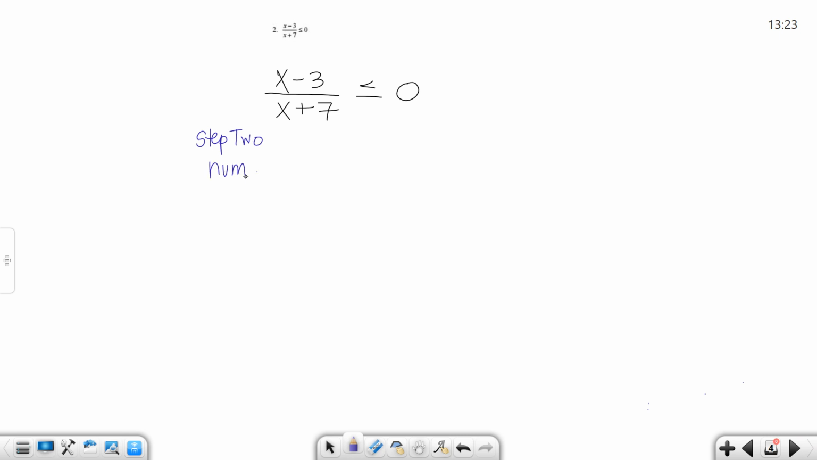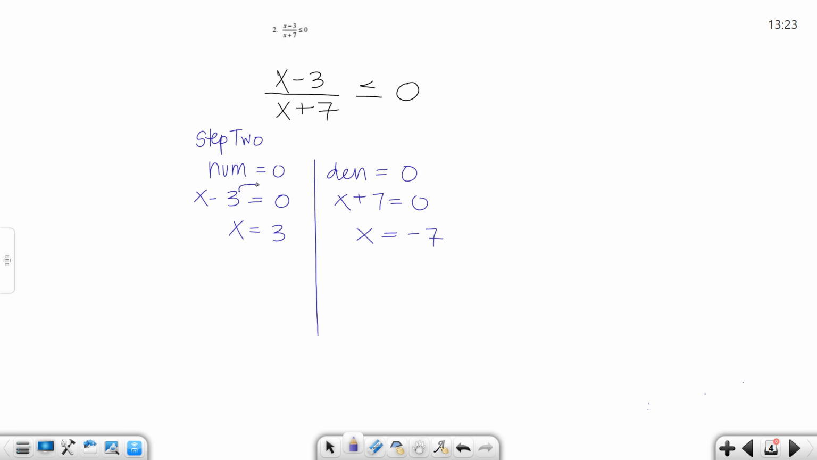So we'll set the numerator equal to 0 and the denominator. This time we have a denominator. So to solve the first one, we move our 3 over. When I move the 3 over, it changes signs and becomes a positive 3. When I move this 7 over, it changes signs and becomes a negative 7. Those are my two zeros.